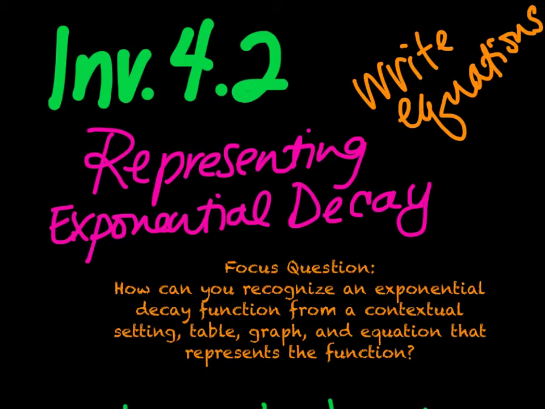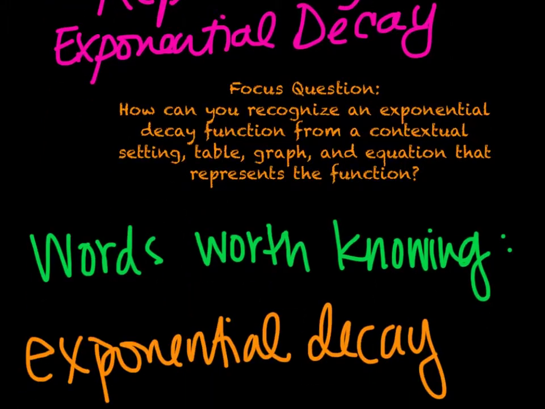Our focus question: how can you recognize an exponential decay function from a contextual setting, table, graph, and equation that represents the function? In other words, you're going to be looking at words that describe exponential decay, so stories and things like that, tables, graphs, and actual equations. What's cool with exponential growth and decay is we can do lots of real life stuff. So let's understand some of the terminology, and then we'll look at some real life scenarios.